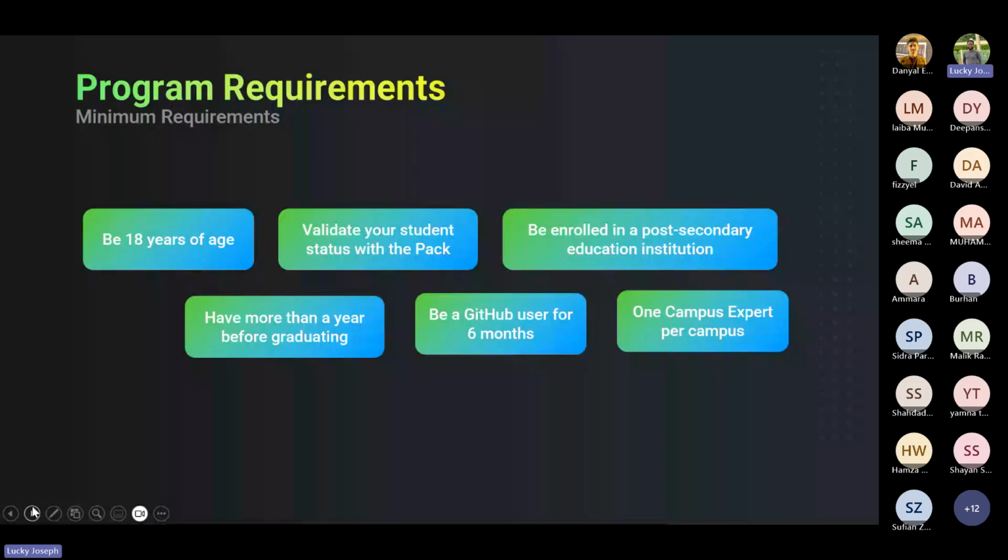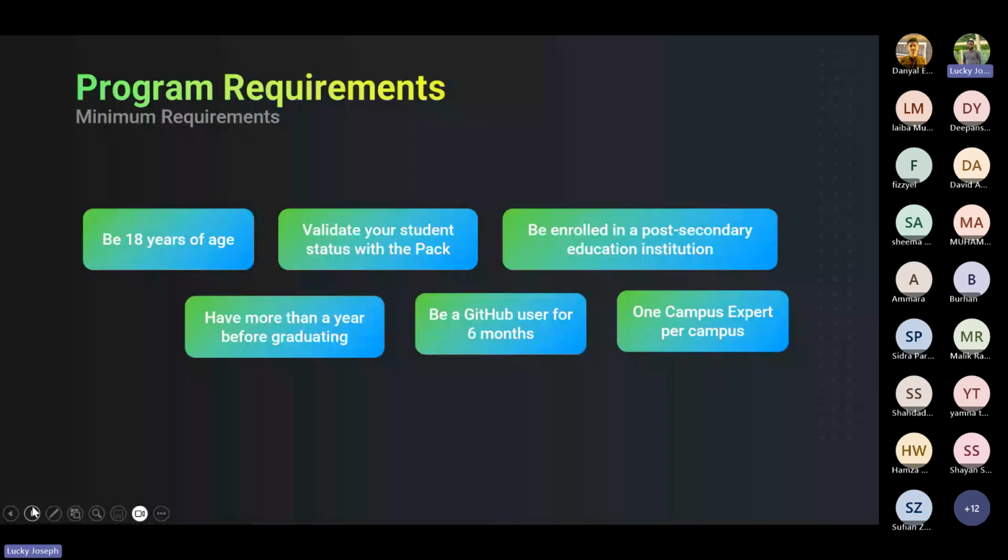So it means if you don't have a GitHub account before now, you'll have to wait for the next cohort to apply, because your account needs to be up to 6 months old before you can apply to become a GitHub Campus Expert. And the last point here is one GitHub Campus Expert per campus. So it means in your campus, you just need to have one student leader as a GitHub Campus Expert. If you meet all these criteria, now we move into the next one.